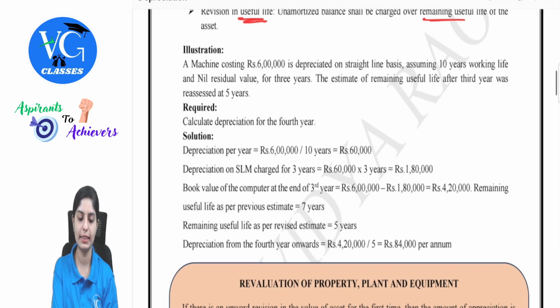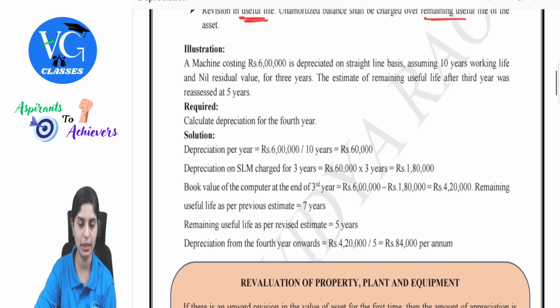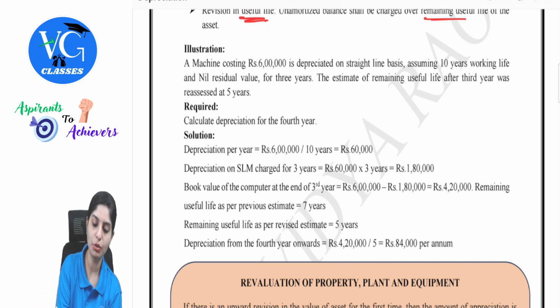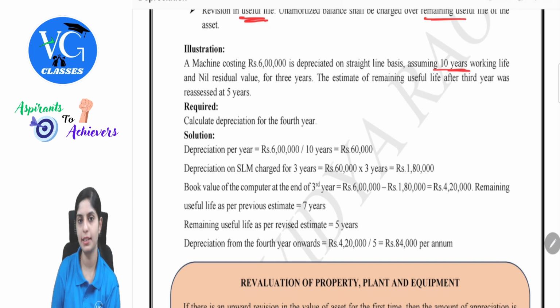A machine costing 6 lakh is depreciated on straight line basis, assuming 10 years working life and nil residual value for 3 years. The estimate of remaining useful life after third year was reassessed as 5 years. So total life while we started was 10 years. So after 3 years, they are feeling the asset is just used for the balance 5 years. So incidentally, if we have to look after completing 3 years, we'll be still left with 7 more years. But they are reassessing the useful life for 5 years.